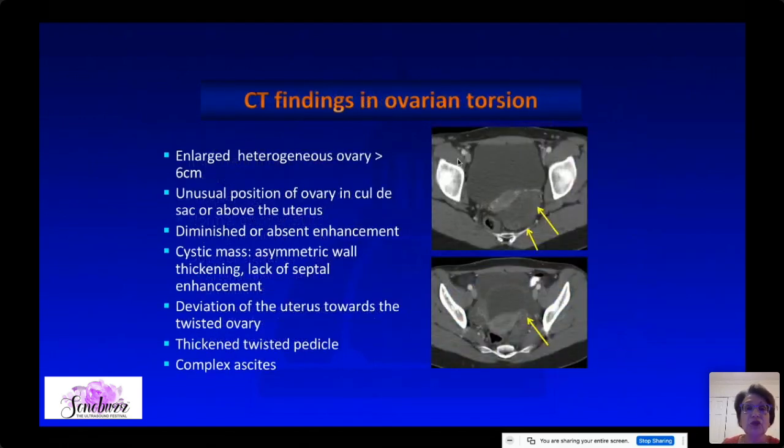So again, just to recap, the CT findings in ovarian torsion: enlarged, hypoenhancing ovary more than 6 centimeters. Usually, think about it, the ovary is in an unusual position, either in the cul-de-sac or above the uterus. If it's a cystic mass that is acting as a fulcrum, you may have asymmetric wall thickening, you may have a lack of septal enhancement, you may have deviation of the uterus towards the side of the ovary that is twisted. And again, as I showed you, you see the twisted pedicle on CT, and you can have complex focal ascites.